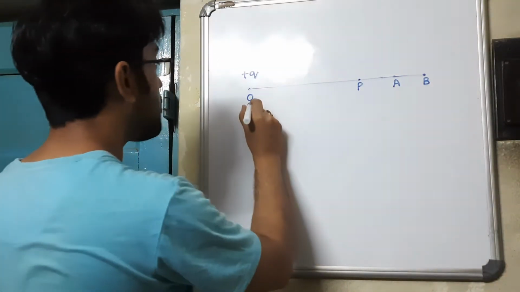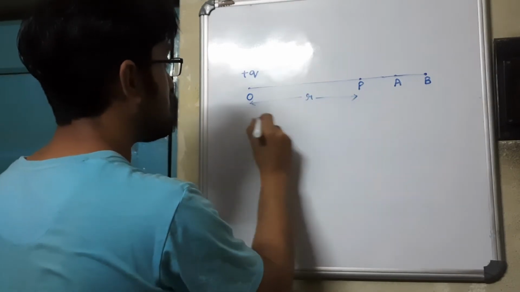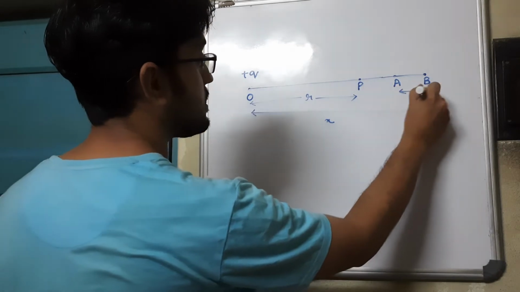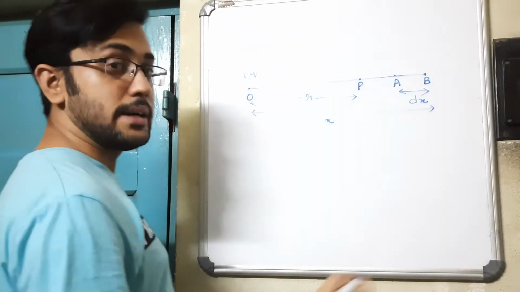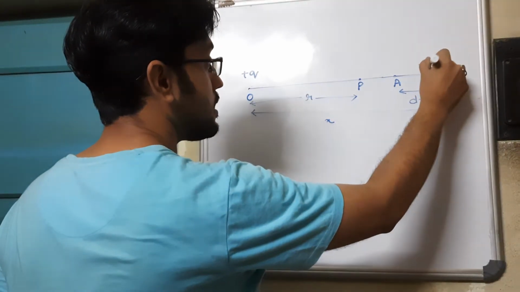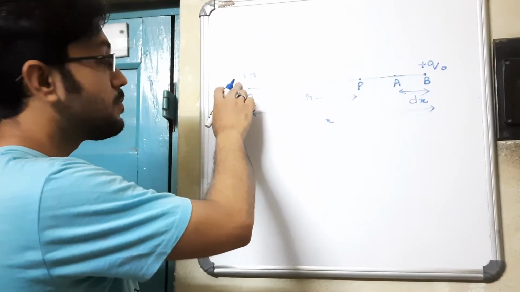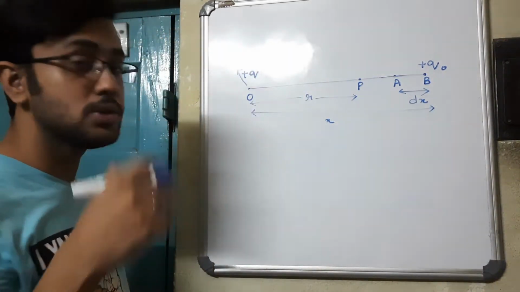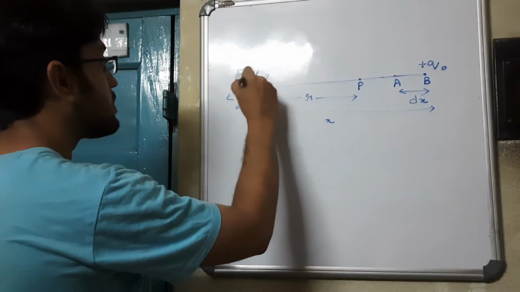The distance between the point O and the point P is R, and the distance between point O and point B is x, and AB, this small distance, is dx. So our test charge plus Q naught is, say, initially at B. Now as I said, since this is a positive charge, there will be a radially outward electric field.